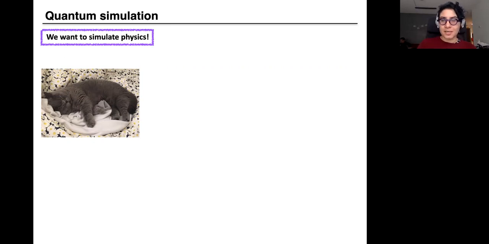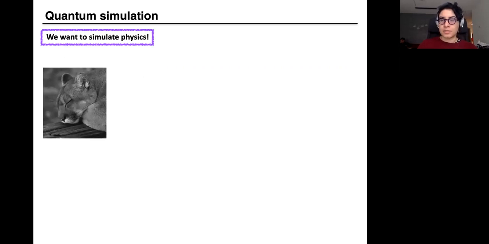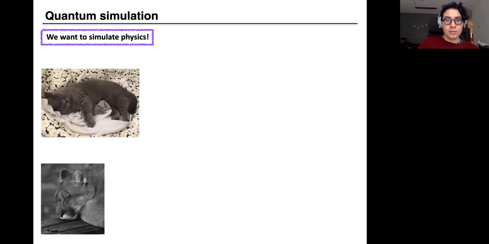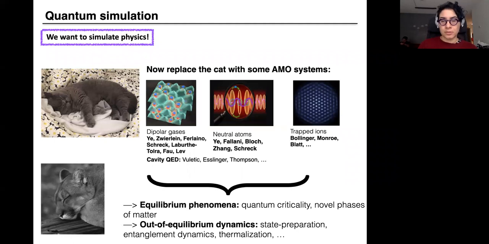So here's my excellent cat, and my cat can tell me a lot about a wilder cat that is less controllable. In the case of quantum simulation, you have access to a lot of different AMO systems, and you use them to understand both equilibrium phenomena and also out of equilibrium dynamics of the system. The out of equilibrium part is really of interest now, because you can use it to, for example, prepare very highly entangled states that are useful for quantum information purposes and for quantum metrology, but they also let you understand fundamental physics related to thermalization or lack thereof in systems and entanglement dynamics.